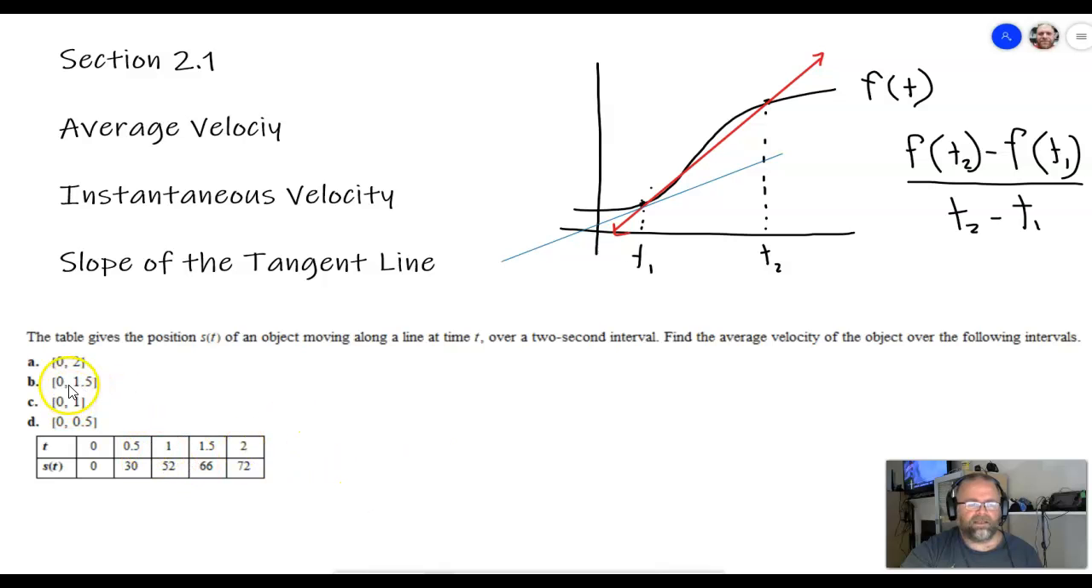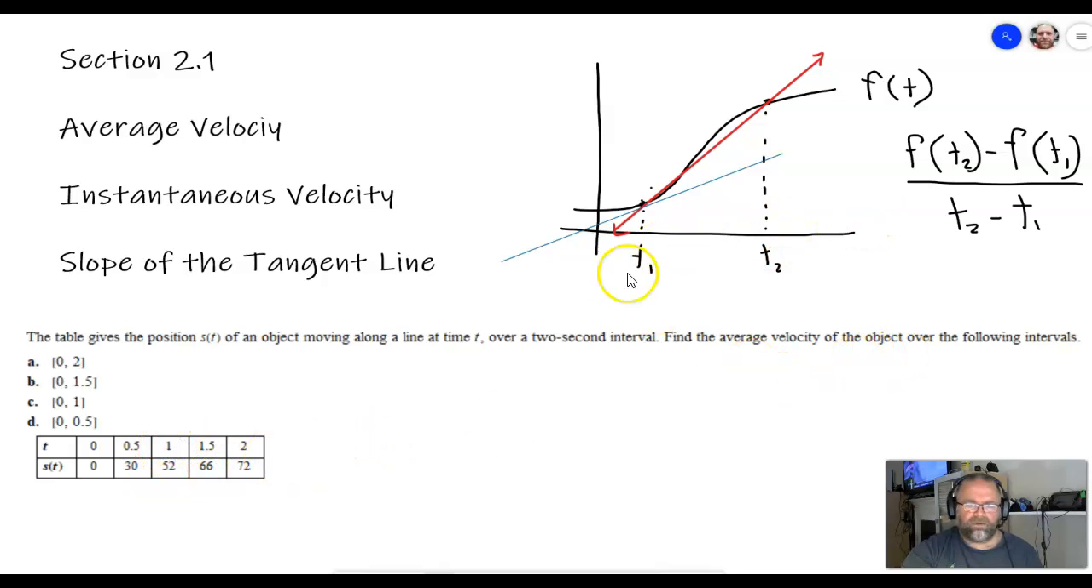Now notice that they didn't give us an equation here for this. What they did is they gave us a table, but we're still going to do the same kind of idea here. They use S instead of F, but it says the table gives the position S of t of an object moving along a line at a time t over a 2-second interval. Find the average velocity over the following intervals.